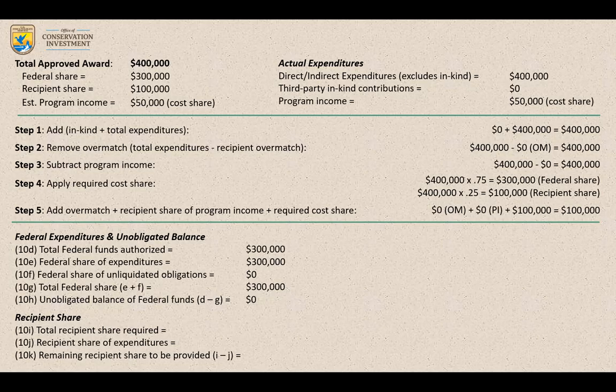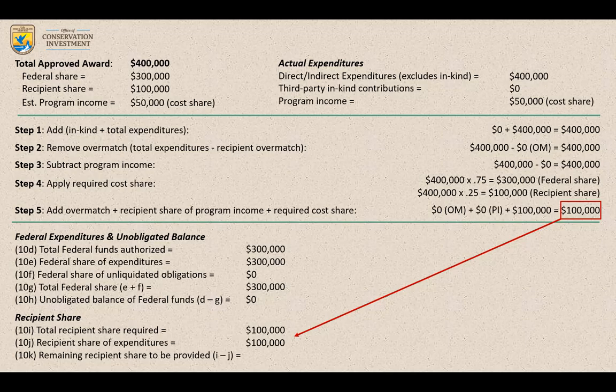Fields 10I through 10K provide information about the recipient share of expenditures and any remaining recipient share to be provided as of the reporting period end date. For 10I, the recipient identifies the total recipient share required. This amount is $100,000 and comes from Field 11N on the Grant Solutions Notice of Award. Field 10J represents the recipient share of the expenditures. This amount is $100,000 and comes from Step 5, where the recipient added the overmatch and recipient share of program income earned to the recipient share amount calculated in Step 4.